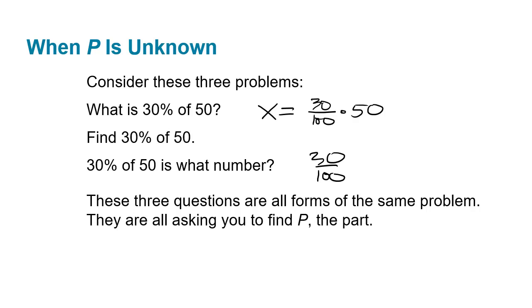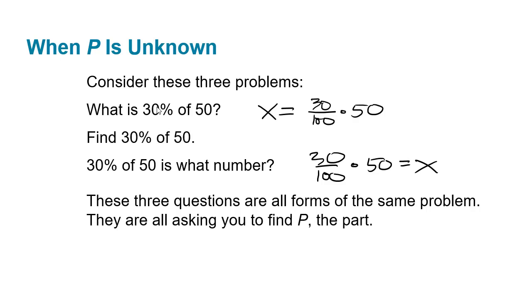30% of what number? Of 50 is what number, right? It doesn't matter how they write it. You're just translating: of always means multiplication, is always means equals. What you're looking for is always your variable. Percent always means divide by 100, right?